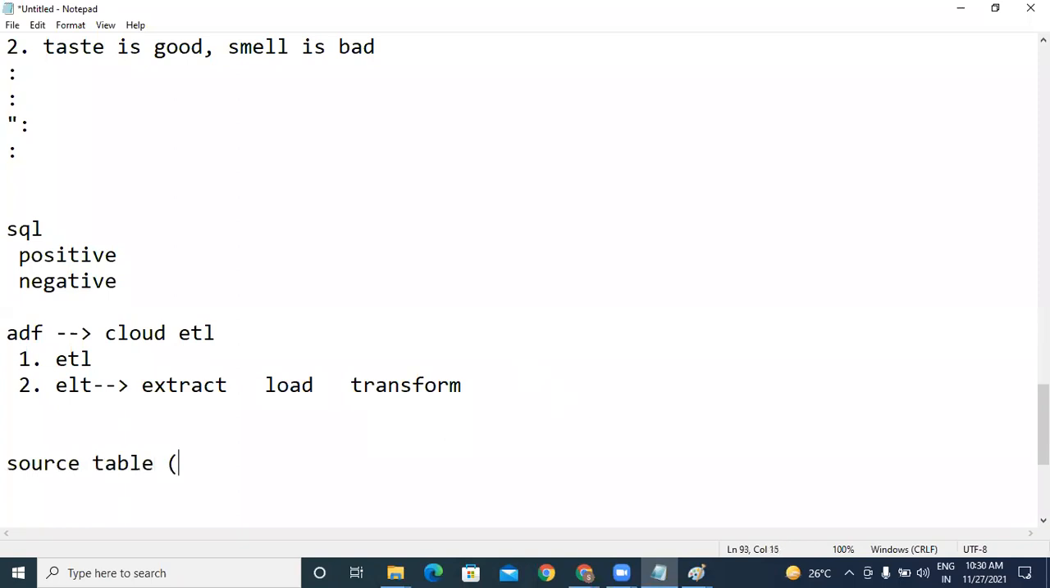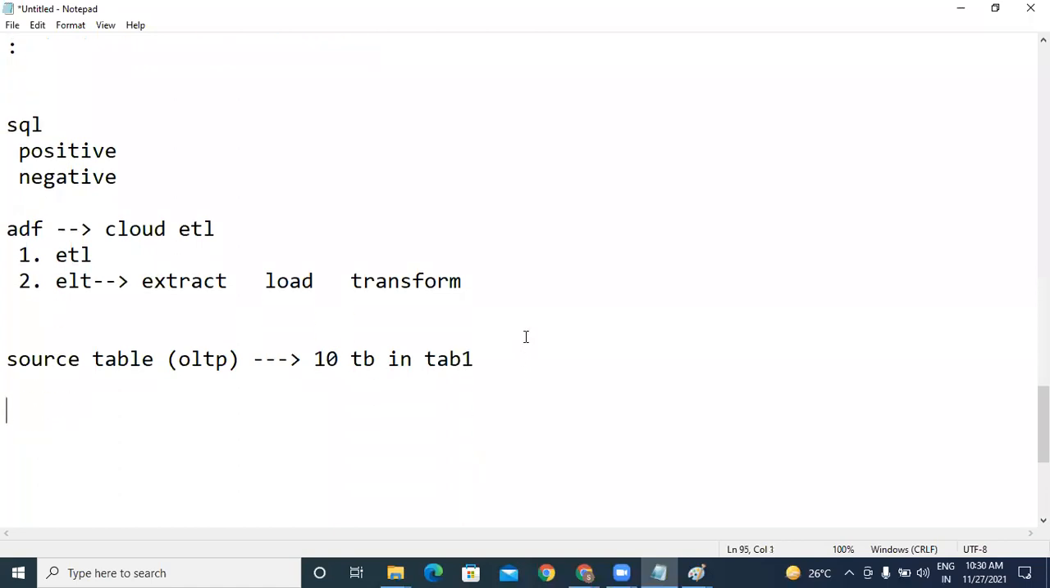Source table. Source table means OLTP. In the case of OLTP, I have 10 terabytes of data in one table. The table name is tab 1. My target is a Synapse table.